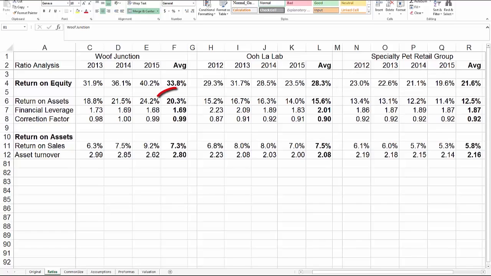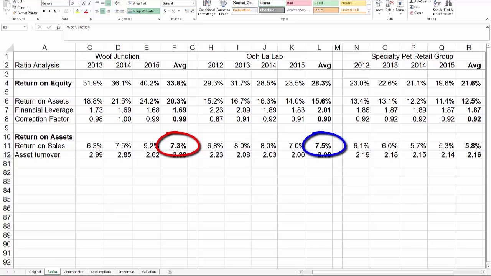We can look at return on assets or operating performance. Wolf is doing better than Oola Lab and the industry group as a whole. Despite the fact they have lower leverage, their higher return on assets gives them higher ROE. Then we can look at their return on asset drivers, return on sales, and asset turnover. We find that Wolf has about the same return on sales as Oola Lab.